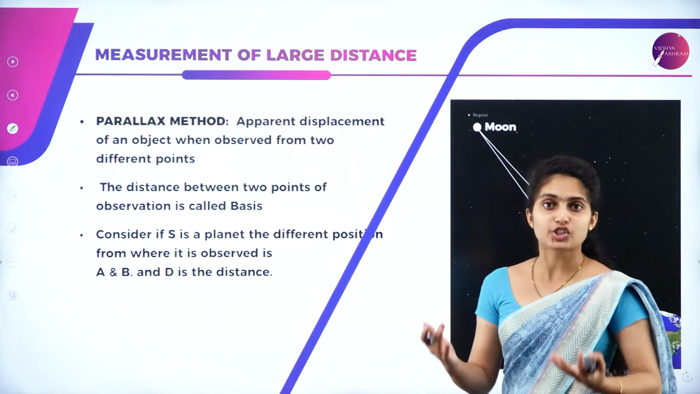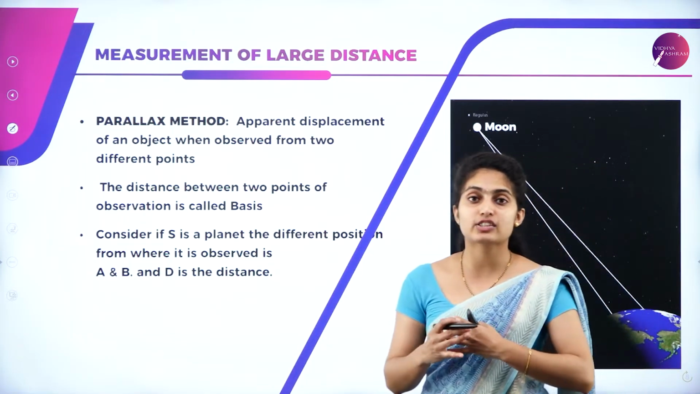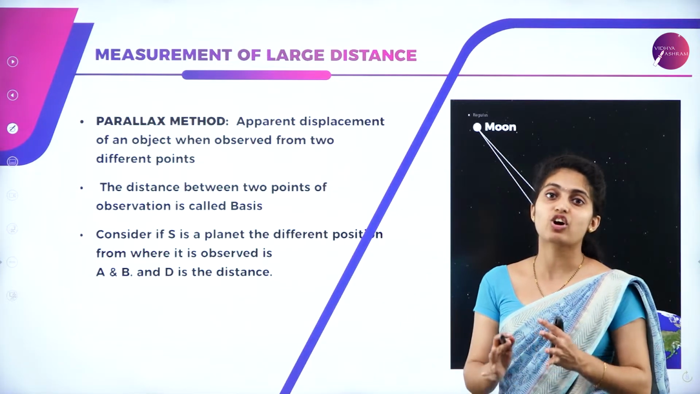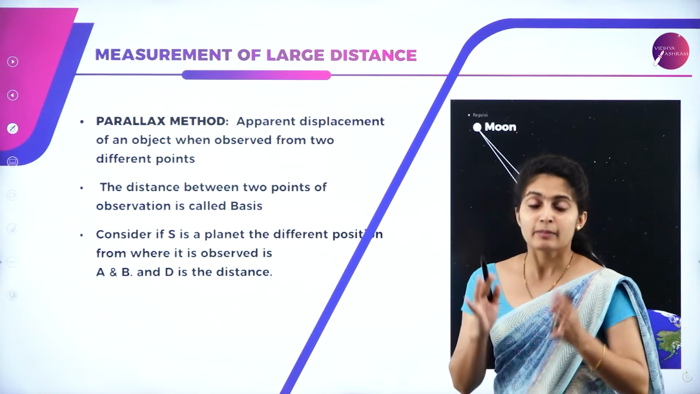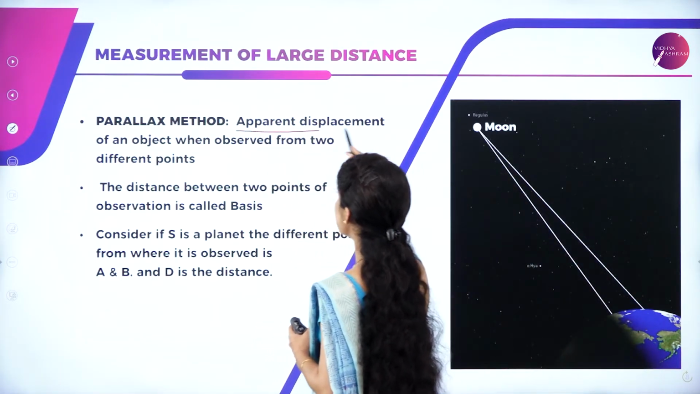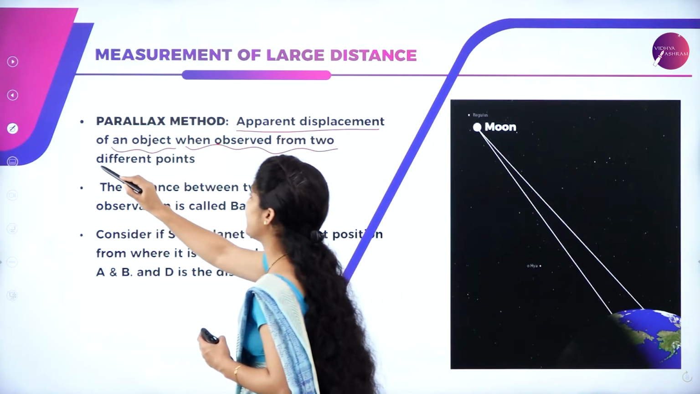When it comes to larger distances, where we need to measure the length at a larger distance, like to say it might be planets or anything as such, we use a certain method called the parallax method. So what exactly lies in this parallax method? It's the apparent displacement of an object when observed from two different points.